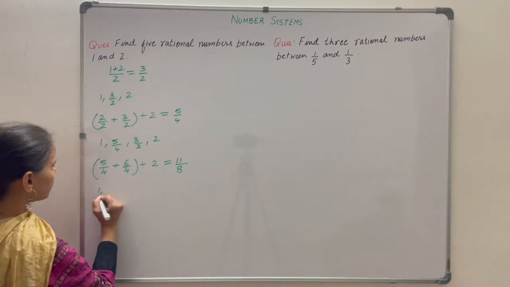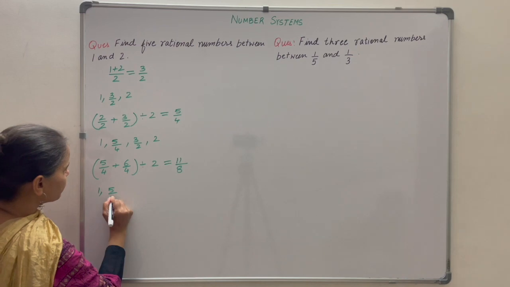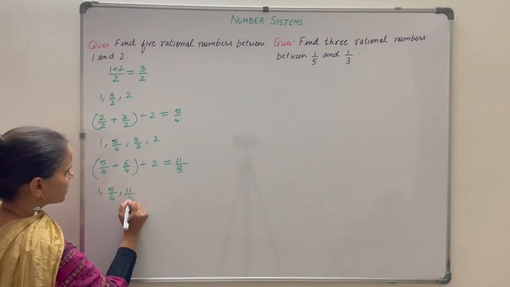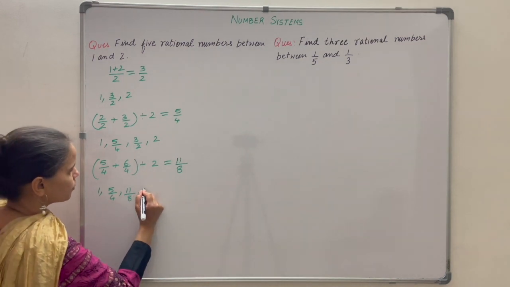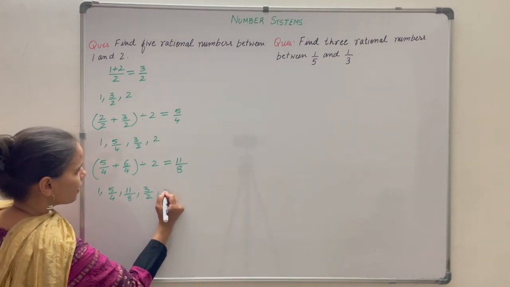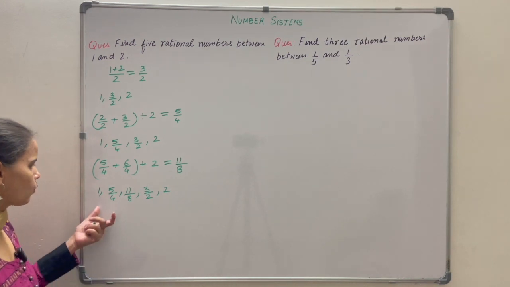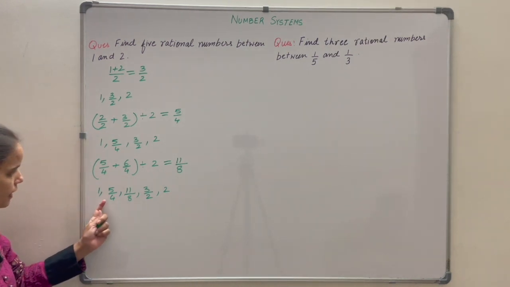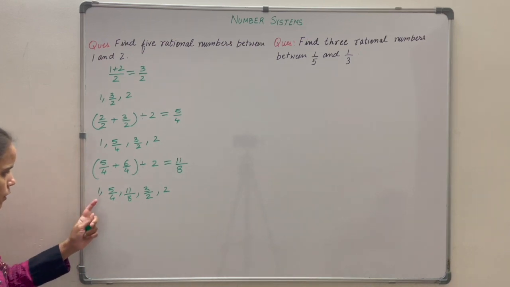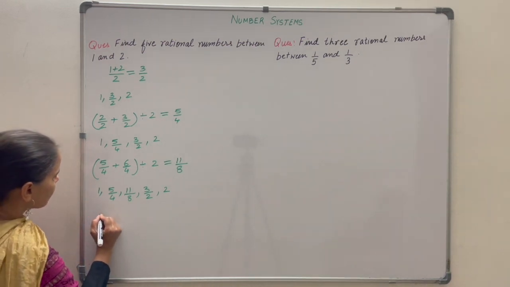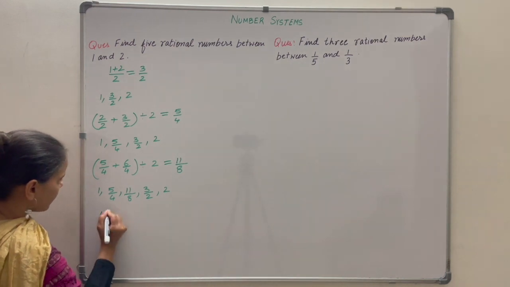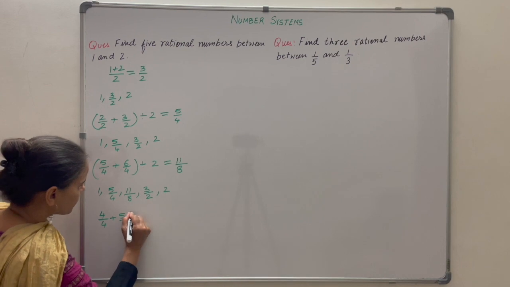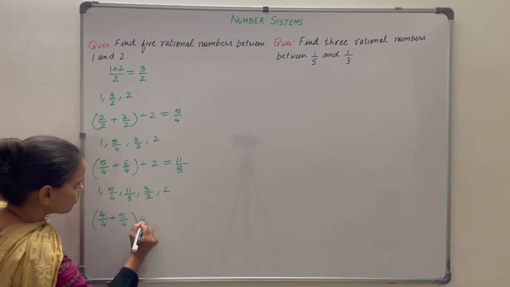So you have 1 here, then 5 by 4. Between these 2 numbers we have got 11 by 8, so I am writing it here. And then we have 3 by 2 and we have 2. Now let us take 1 and 5 by 4. Between these 2 numbers, let us find the number which lies exactly between them. So here 1 I can write as 4 by 4 and the other number is 5 by 4. So we are adding these 2 numbers and dividing by 2.